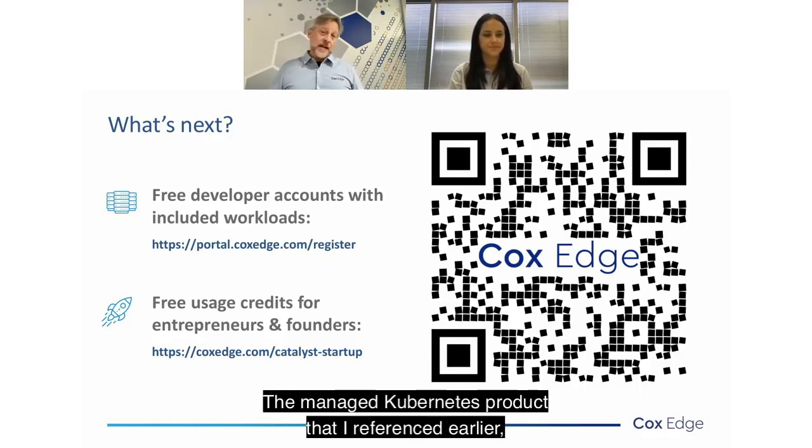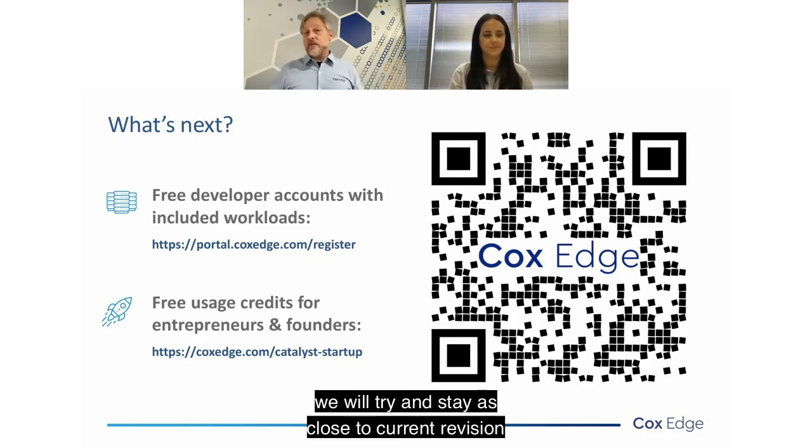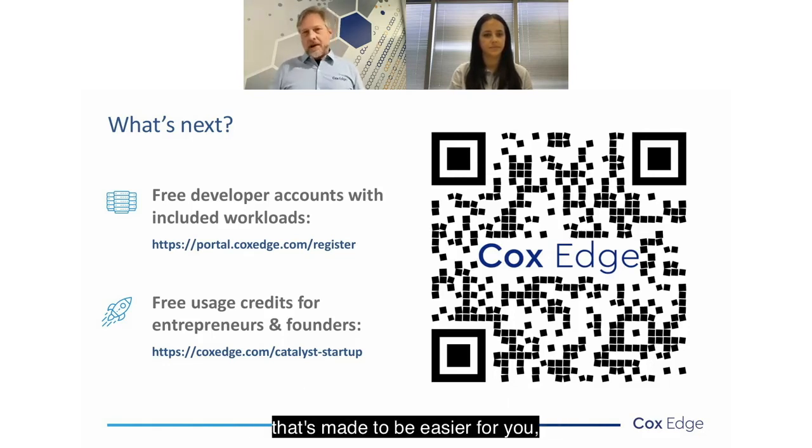The managed Kubernetes product that I referenced earlier, we will try and stay as close to current revision as possible for that, but just the ability to properly support it for our customers, train support staff and things like that, realistically we'll probably be a version or 2 behind. But again, it's a managed Kubernetes product that's made to be easier for you. So we want to do our diligence on our side to make sure we deliver a solid product. But again, if you install your own Kubernetes, go with whatever version you like.